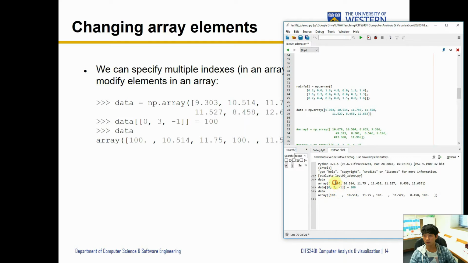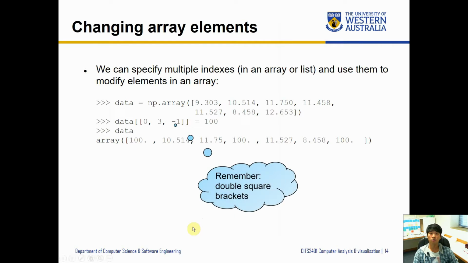Index 3, 0, 1, 2, 3, the 11.458 has now changed to 100. And -1, which is the last item, has also changed to the value 100. So this way you can update multiple values at the same time rather than doing one at a time. Remember double square brackets because we are not specifying one single number, but multiple numbers.